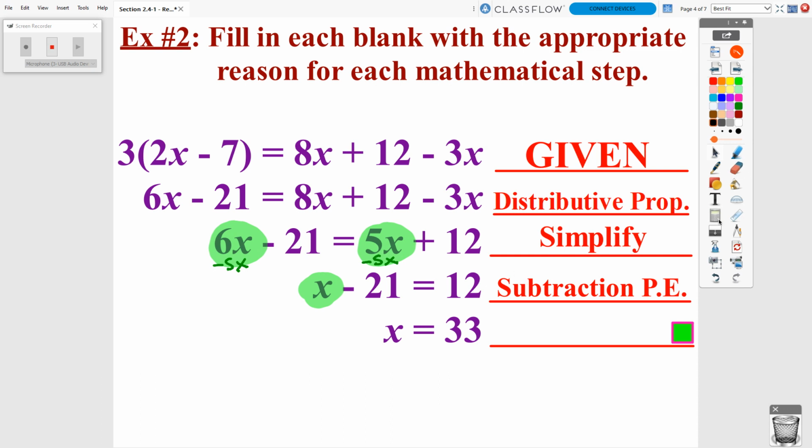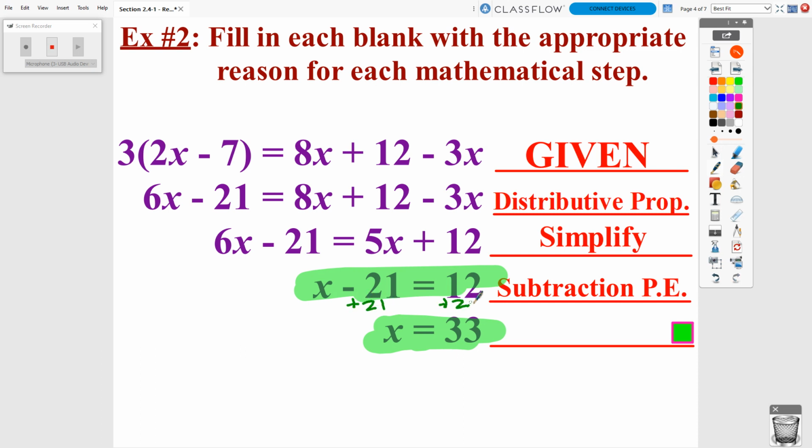And then last but not least, what did we do? How do we get from this to this? Well, we got rid of that minus 21, right? And so we added the same amount to both sides. And so to finish this off, we have the addition property of equality.